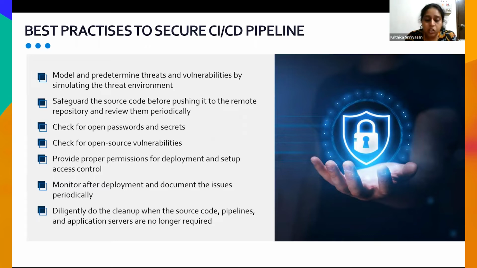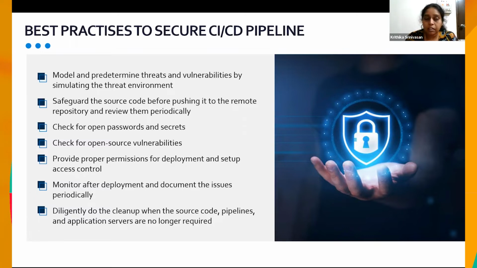And one more thing is to check for open passwords and secrets. Open source vulnerabilities also have to be checked. You can put in some vulnerability measurement tools that can measure open source vulnerabilities, like Chef InSpec, Checkmarx, etc., to make sure that your entire vulnerability statistics are checked from the beginning of the software development lifecycle, and also provide proper permissions for deployment and access control setup. Monitoring the deployment and issues posted is also very important.